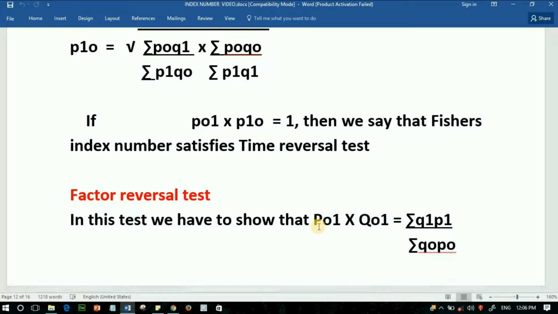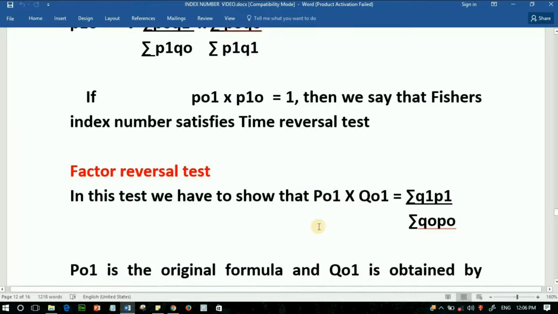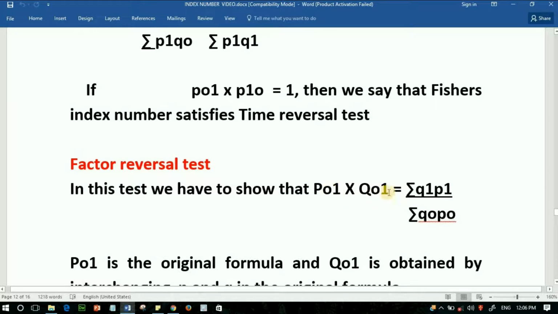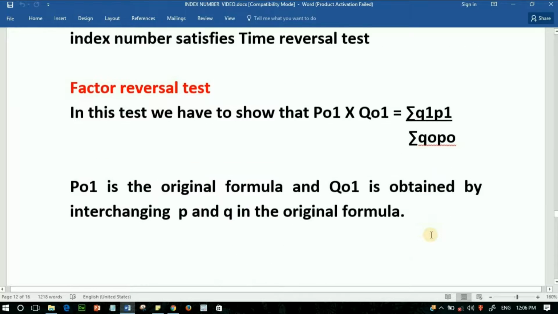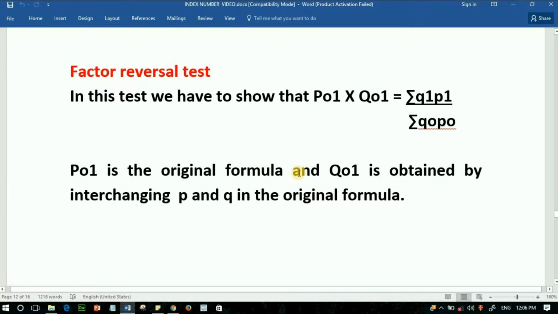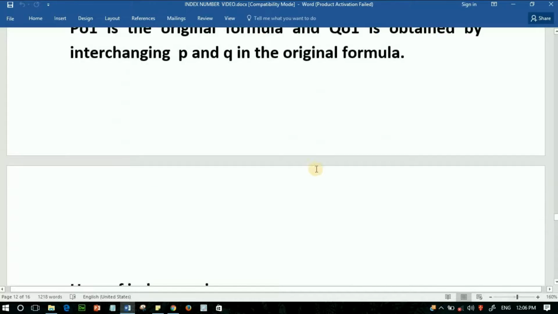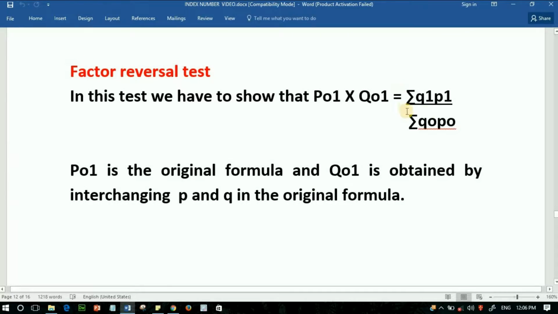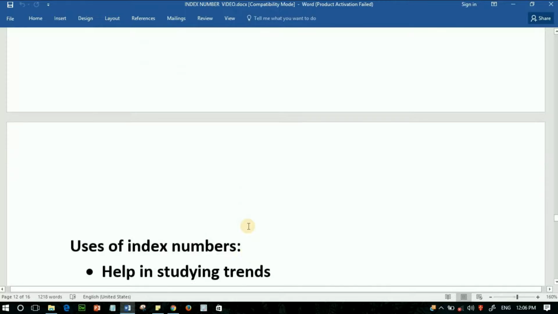For the factor reversal test, the formula is: P01 × Q01 = Σ P1 Q1 / Σ P0 Q0, where P01 is the original formula and Q01 is obtained by interchanging P and Q. Then on multiplying, if the right-hand side is the same as Σ P1 Q1 / Σ P0 Q0, we say that the index number satisfies the factor reversal test. So Fisher's ideal index number is the only one which satisfies all the tests. So Fisher's index number is known as the ideal index number.